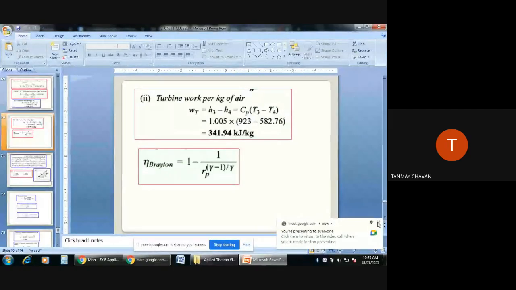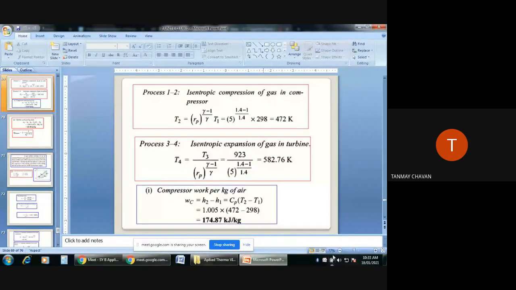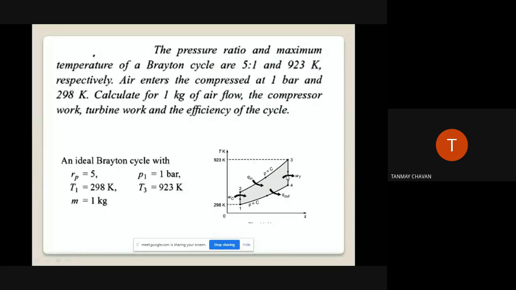Okay, so next we'll go to the next parameter, that is the turbine work. The formula for turbine work is Cp into T3 minus T4. T3 we have been given. T3 is given but T4 is not given. Now to find out this T4, again we have to use the isentropic process.